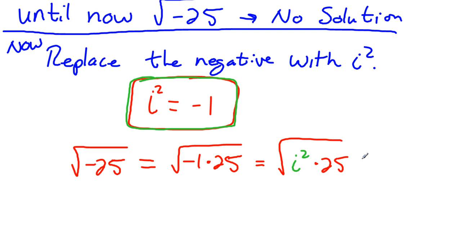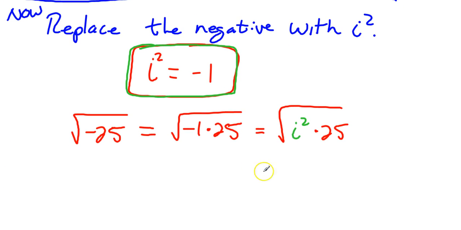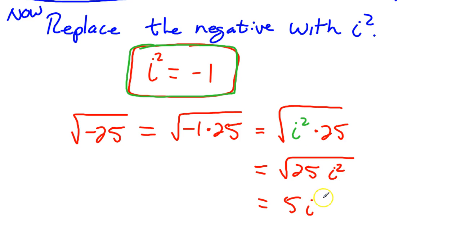And just like with everything else that we do, we always put the number first and the variable second. So the only thing you have to do for this one is really just rearrange the order. So put the 25 first and let's put the I squared second. And then from there you're just going to square root them. The square root of 25 is 5. The square root of I squared is I. And that's the answer.